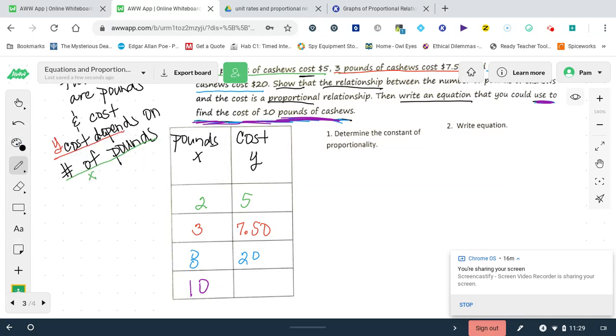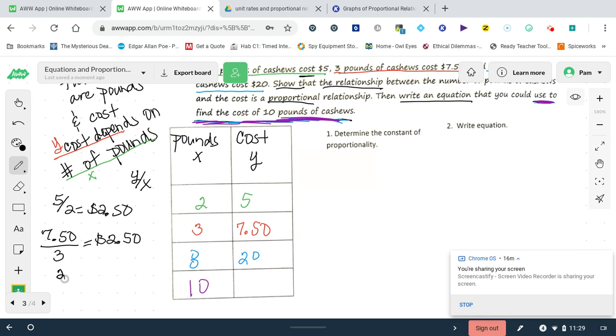by taking our y and dividing it by our x. And so the y value is 5 divided by 2. And we're talking about cost, so basically it's $2.50. Then you're going to take $7.50, which is a cost, and divide it by 3, which is the number of pounds. So you have your $7.50 divided by 3, which is also $2.50. Now, if you're using a calculator, you're going to get 2.5, but I just add the 0 so it looks like money.